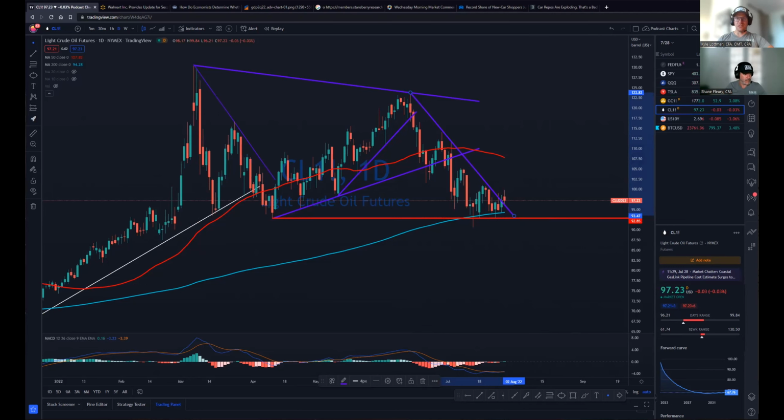Yeah, and I agree with that one. It's consolidating nicely here. I think once it breaks 100 and retests that, then you're going to see it start to move up pretty quick. But right now it's still just consolidating a little bit.